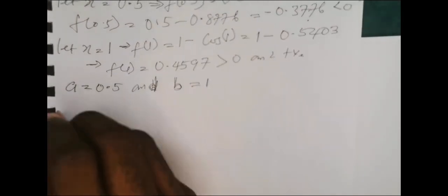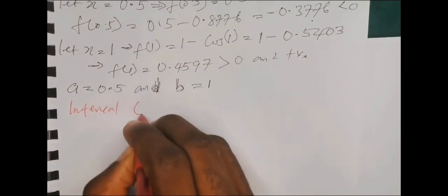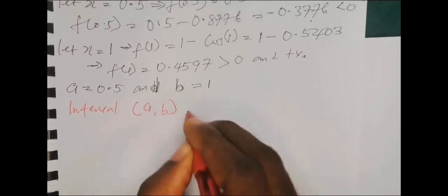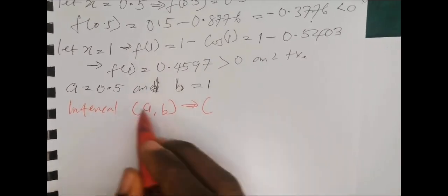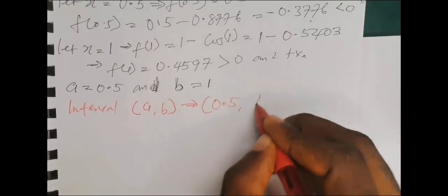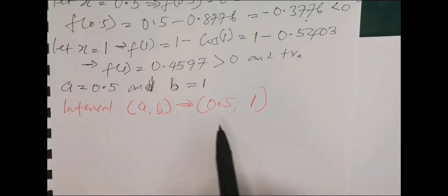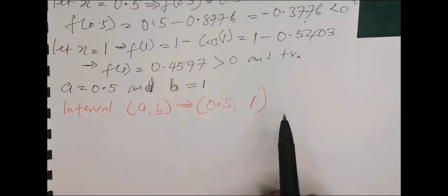So this means our interval, which is a and b, is now 0.5 and 1. Now this means that the root of this equation lies between these 2 points.